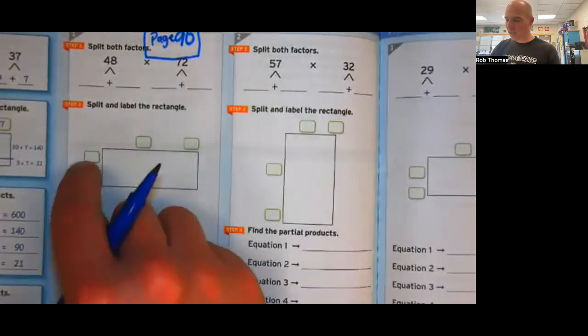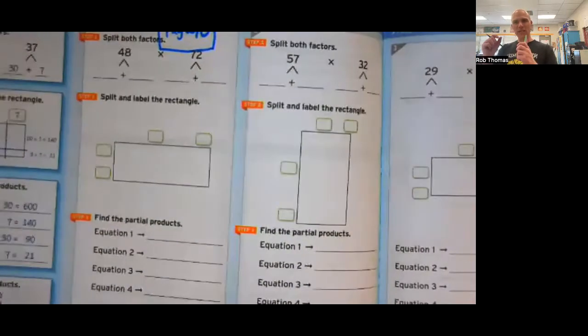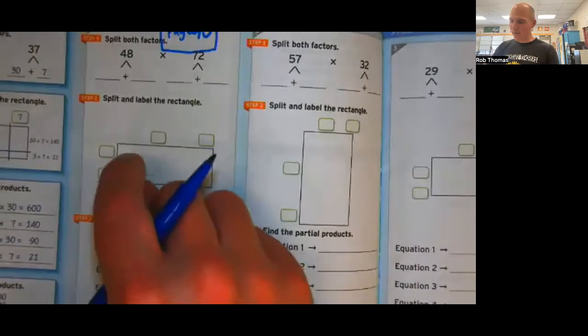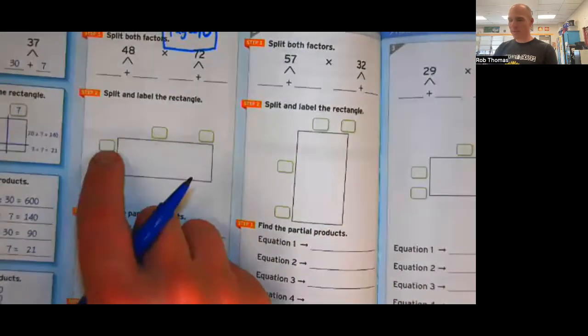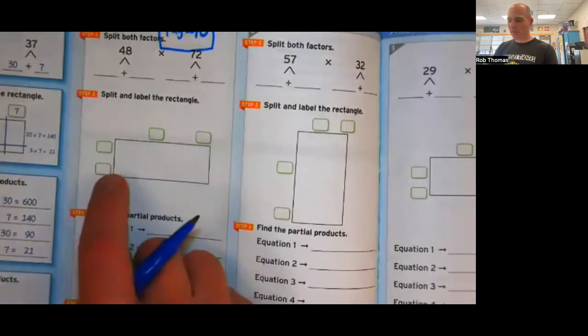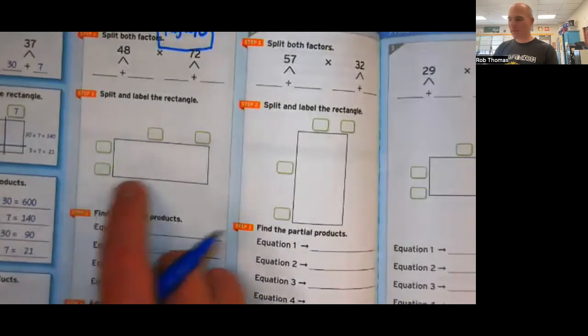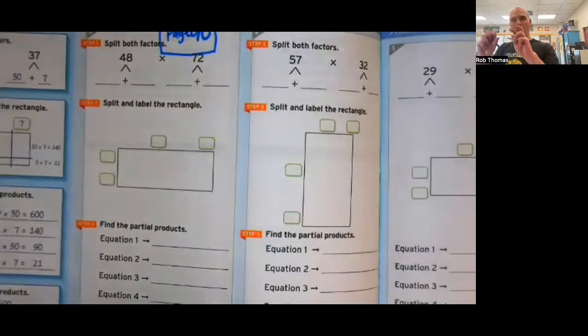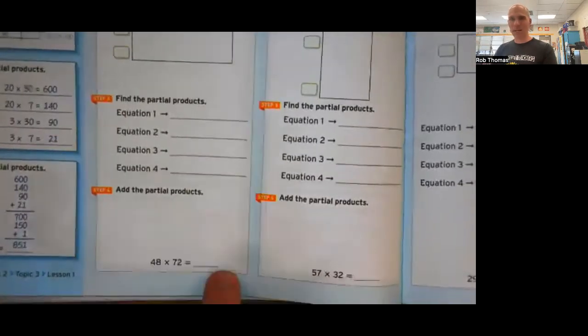And then we're going to draw 2 lines in these boxes. And we're going to split this rectangle into 4 pieces. And we're going to find the area of each of the 4 pieces by doing this times this, this times this, and then this times this. And those will be our partial products, right? They're products because we multiplied, but they're only part of the answer. And so then we'll add up all the partial products and we'll get our answer.